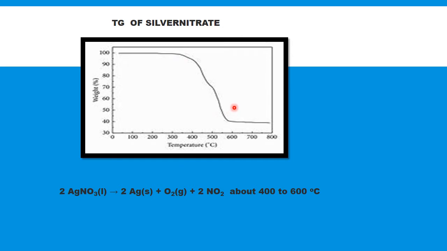This is the thermogram, TGA, of silver nitrate. As you can see from this figure, the thermogram is change in weight against temperature, and we can see this slope-like feature. This is the decomposition which is taking place. The silver nitrate decomposes to form silver, oxygen and nitrogen dioxide, and at approximately 400 to 600 degrees this single decomposition takes place.